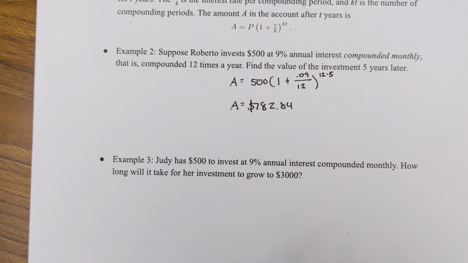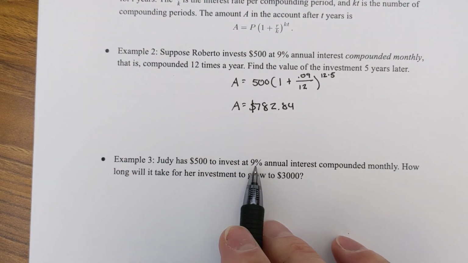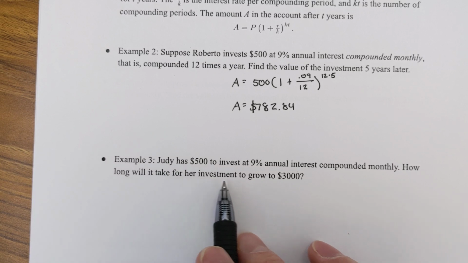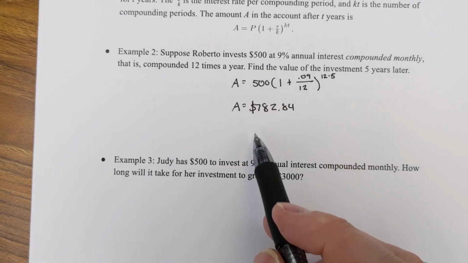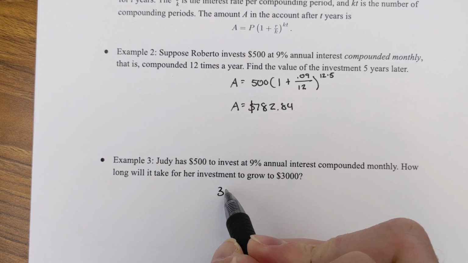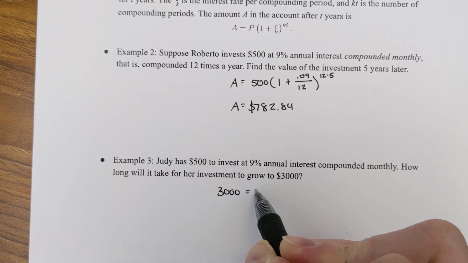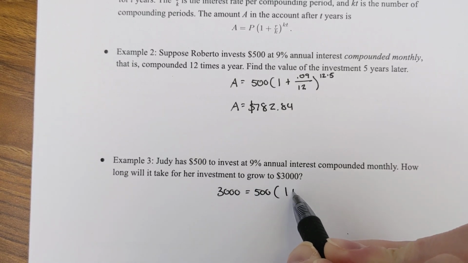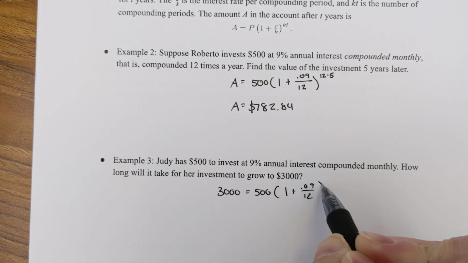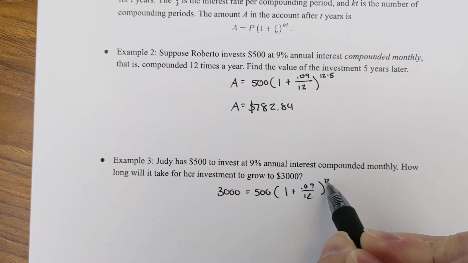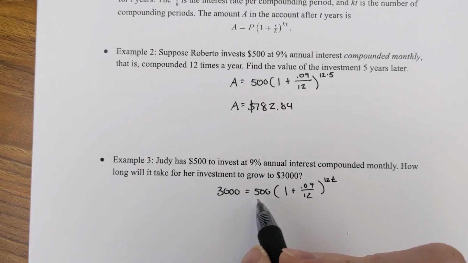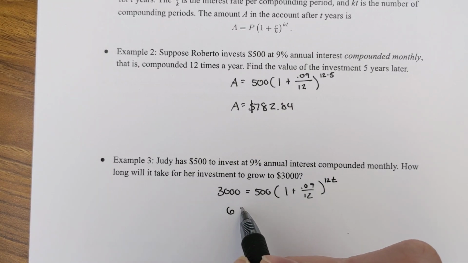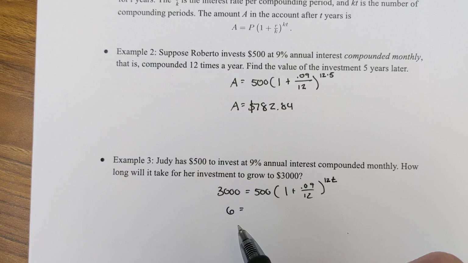Okay, Judy, $500, 9% interest rate. How long will it take for the investment to grow to $3,000? So we're going to solve this problem, except we know our A value. So 3,000 equals 500 times 1 plus 0.09 over 12, raised to the 12t, so I'm solving for the time. So we can divide the 500 across, so that's 6.